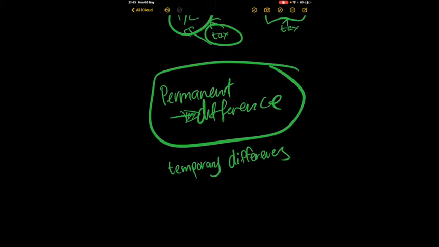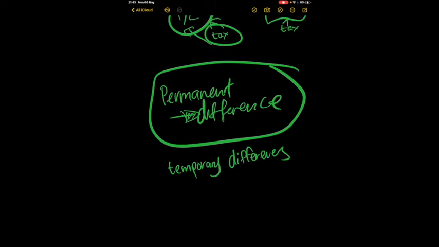So there's a difference at a point in time. It's temporary because over the life of the asset, that difference is going to correct itself. Now, if we want to think about what a permanent difference is, a permanent difference means that there's a permanent difference between our accounting profit and our tax profit. So from an accounting perspective, if we are going to expense this asset over its life, that means that our accounting profit over the life of the asset is going to decrease because of the expense.